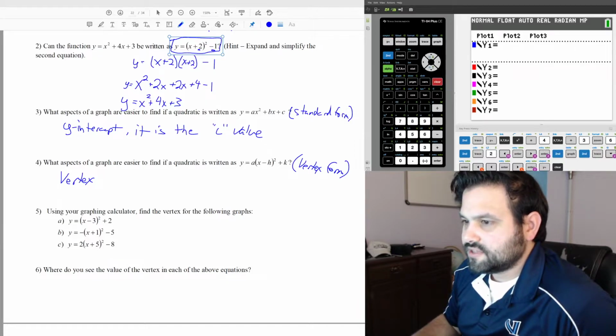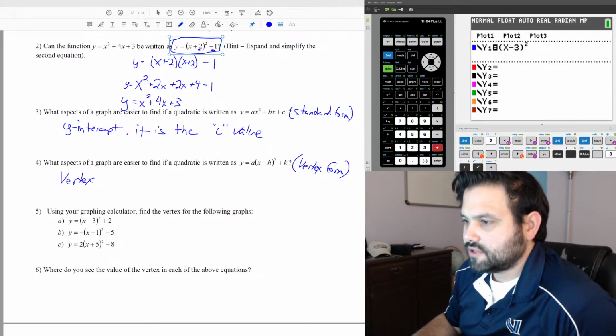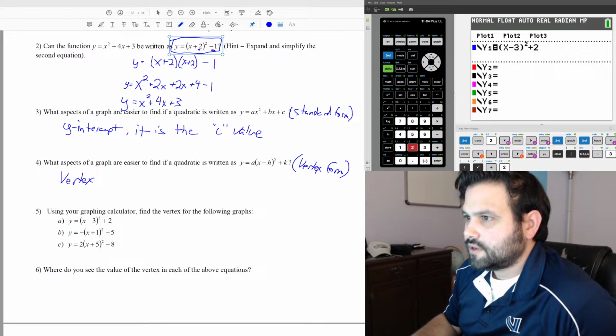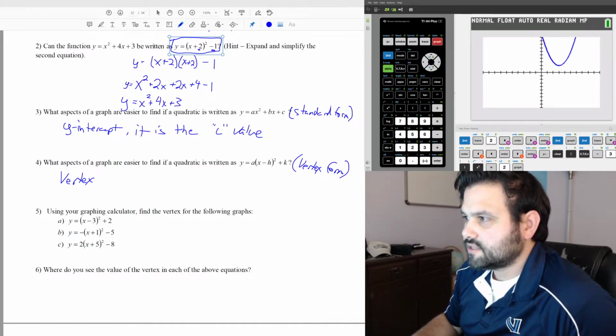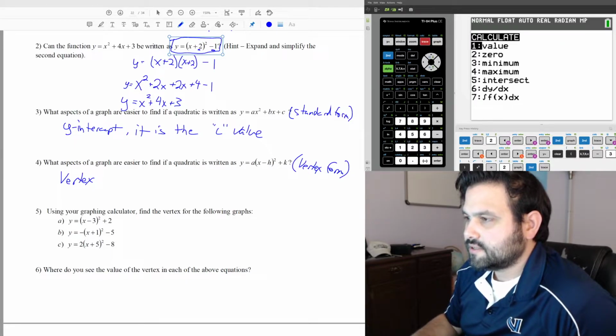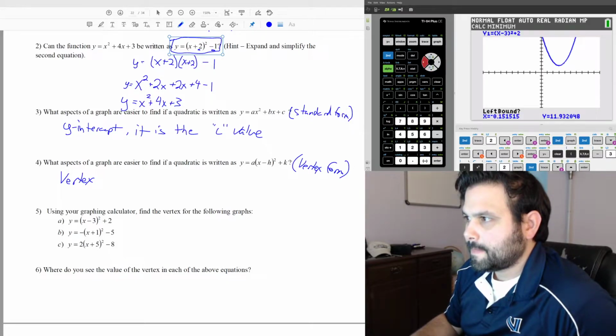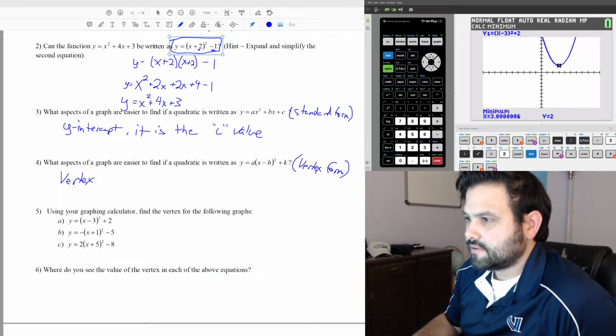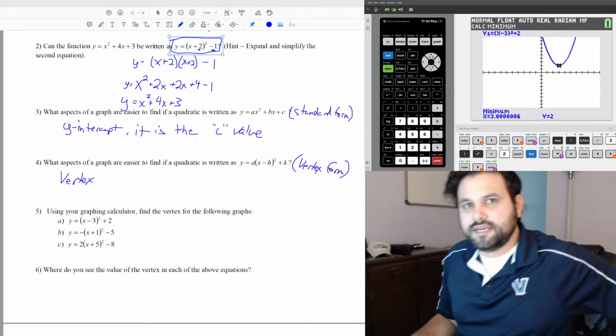All right, so let's start with this first one, part A, x minus 3 squared plus 2. Can I see it? Yes, I can. So we're going to calculate the minimum. I'm on the left. I'm on the right. And its minimum is 3, 2.